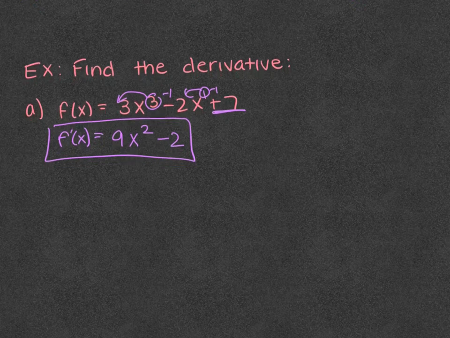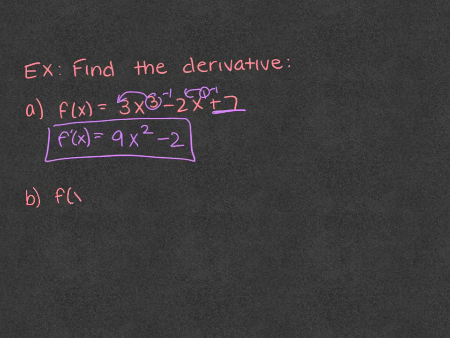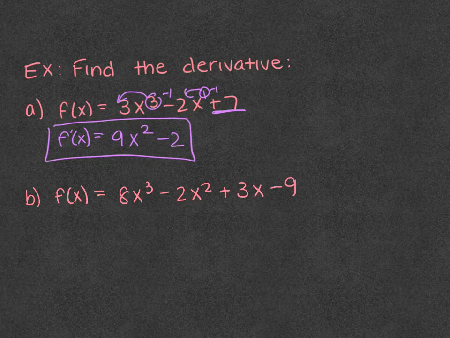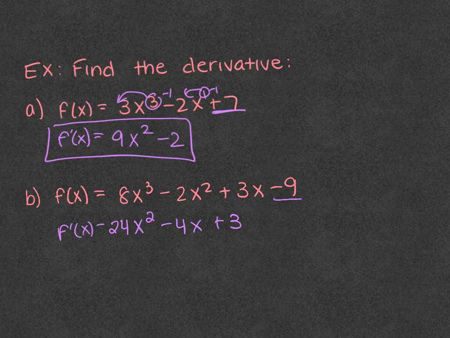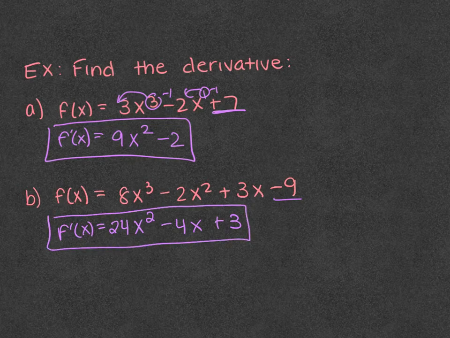Okay, let's do another. f of x equals 8x cubed minus 2x squared plus 3x minus 9. Go ahead and see if you can do this one. So 3 times 8, 24, x squared minus 4x plus 3. And again, the constant is just 0, so we leave that off. So f prime of x would be this equation.